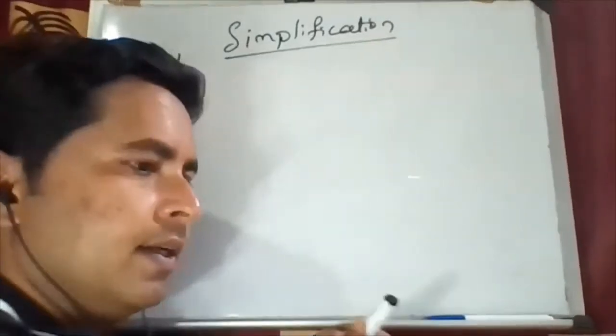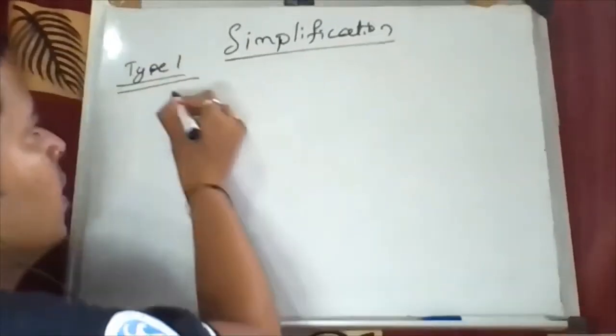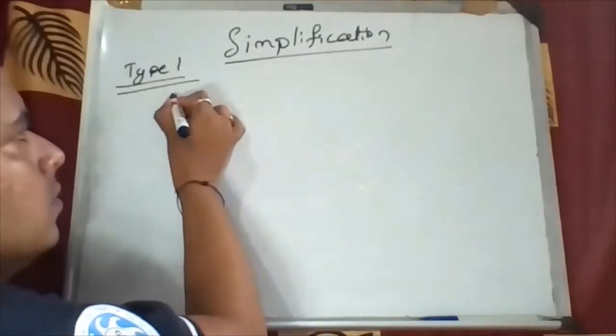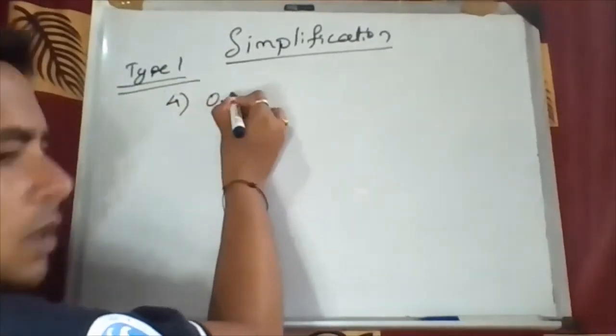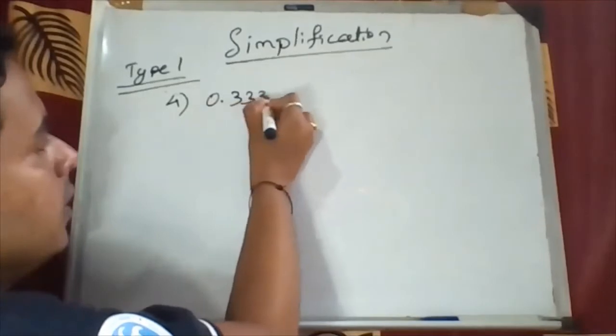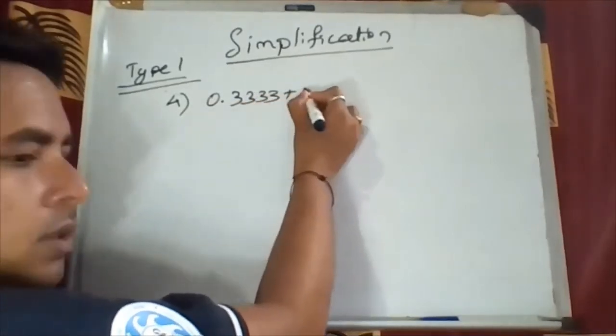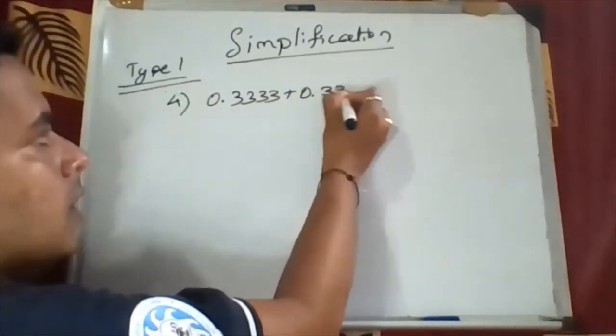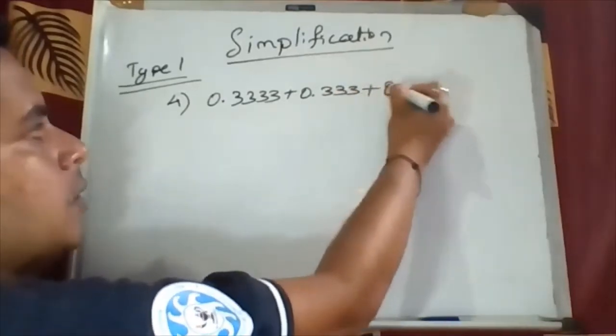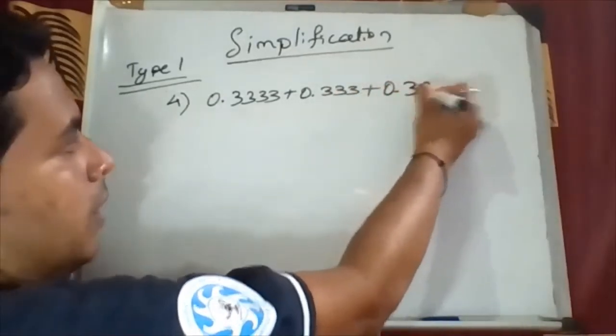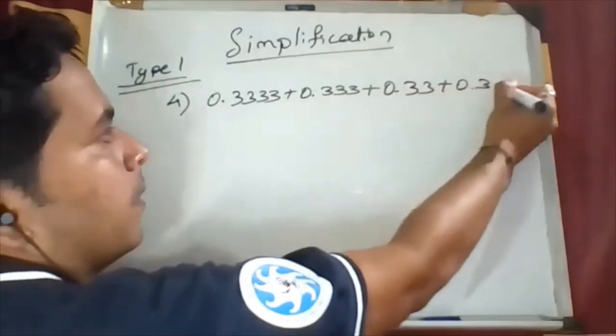And like 0.333 plus 0.333 plus 0.33 plus 0.3.